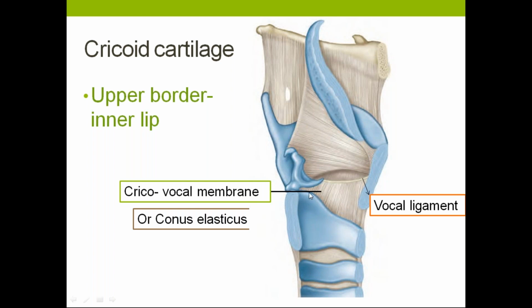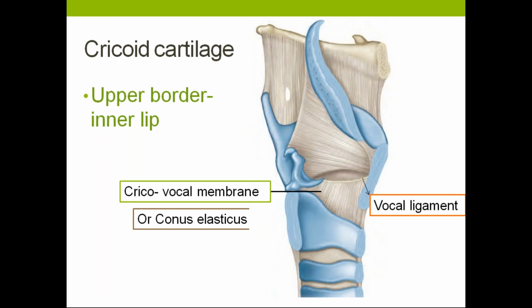Okay, so the inner lip of the upper border of the arch of cricoid cartilage gives attachment to one ligament called cricovocal membrane or conus elasticus, or otherwise called cricothyroid membrane, that is attached between the cricoid cartilage and the thyroid cartilage here. Okay, so the upper margin of the cricovocal membrane is thickened to form the vocal ligament. So the vocal ligament is nothing but the thickened upper free margin of cricovocal membrane or conus elasticus.